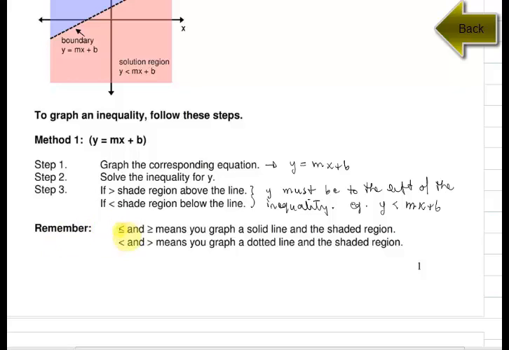Now, if the inequality is less than or equal to or greater than or equal to, it means that you want to graph a solid line and the shaded region. It's the equal sign that tells you to graph a solid line. If it just reads less than or greater than, it means you want to graph a dotted line and the shaded region. So because it doesn't read equal to, you're going to graph a dotted line.